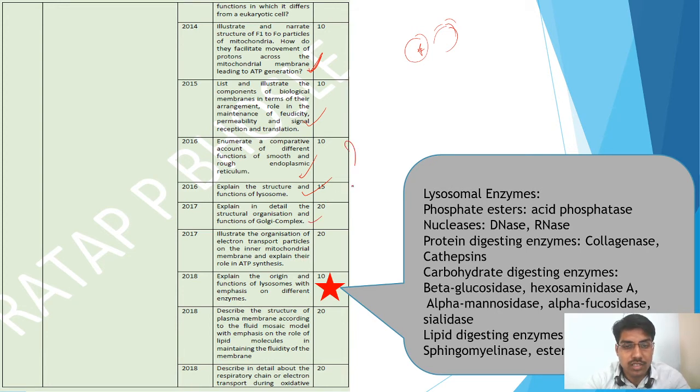In these years they have asked straightforward questions, but in 2018 they asked a different question: explain the origin and functions of lysosomes, with emphasis on different enzymes. Whenever we study a lysosome, we usually don't study the details of the lysosomal enzymes. We study the roles of lysosomes only, but not the enzymes. This is what I have observed one time.